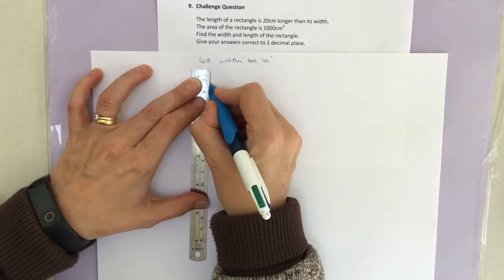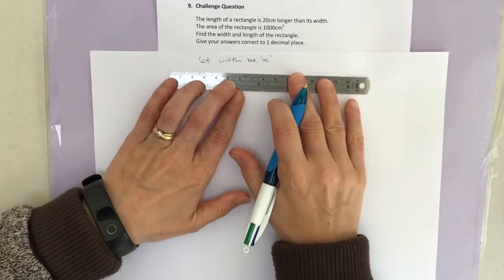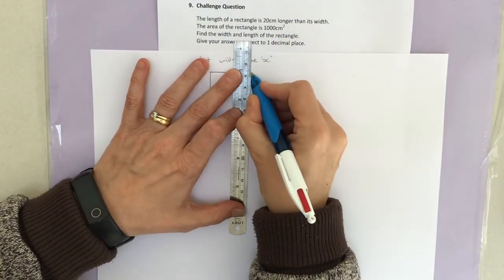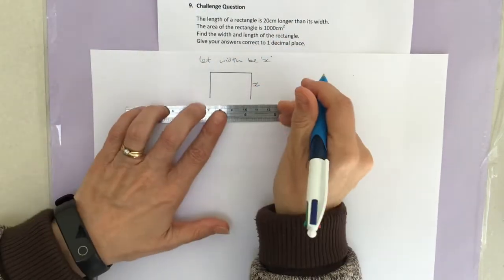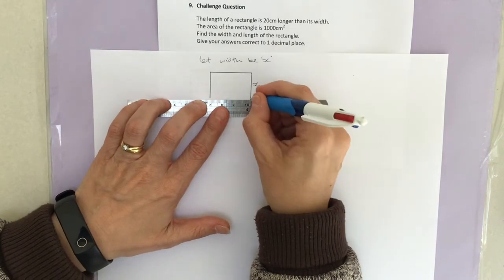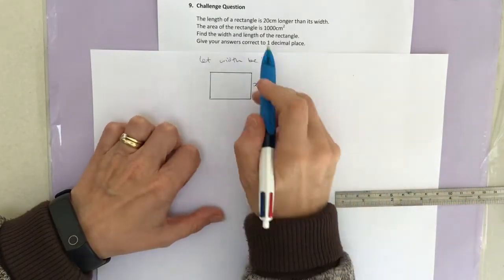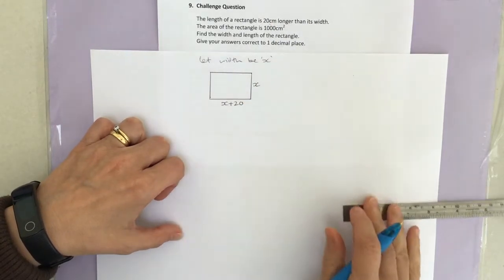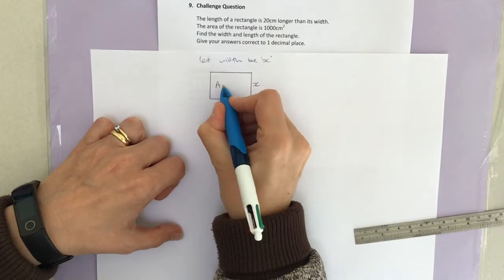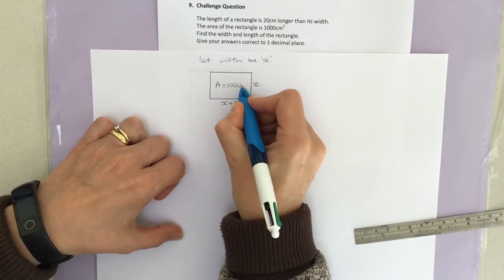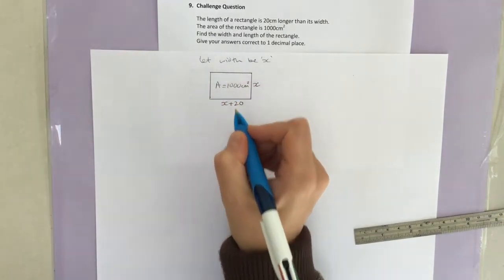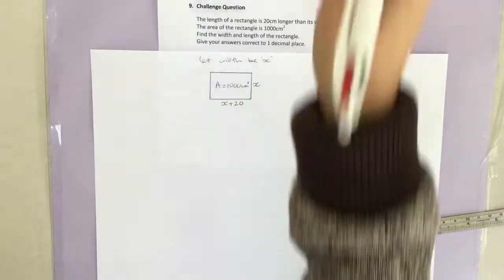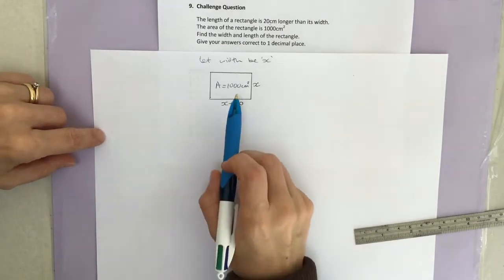I'm going to draw my diagram, so just a rectangle. And I'm going to call my width x, and then my length is 20 centimetres longer than the width, so that's going to be x plus 20. And the other bit of information I'm told is that the area here is 1,000 centimetres squared. Okay, so that's the start of our question, setting that up. And now let's have a look at solving this.